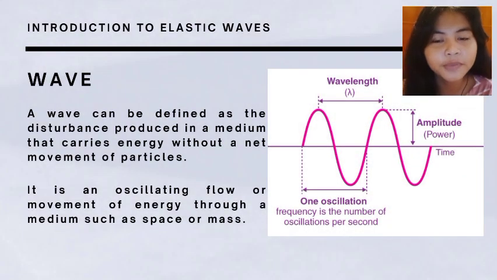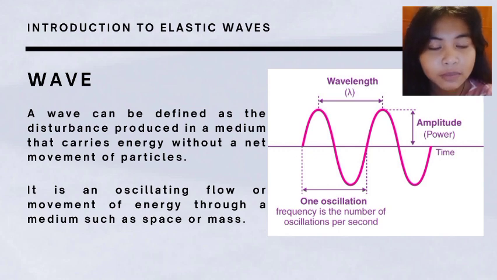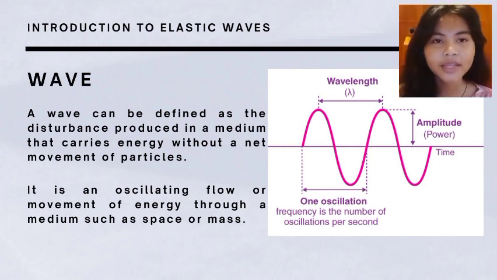Before we dig deeper into what an elastic wave is, the very first and very important concept is to define what a wave is. So, what is a wave? A wave can be defined as the disturbance produced in a medium that carries energy without a net movement of particles, and it is also defined as an oscillating flow or movement of energy through a medium such as space or mass.